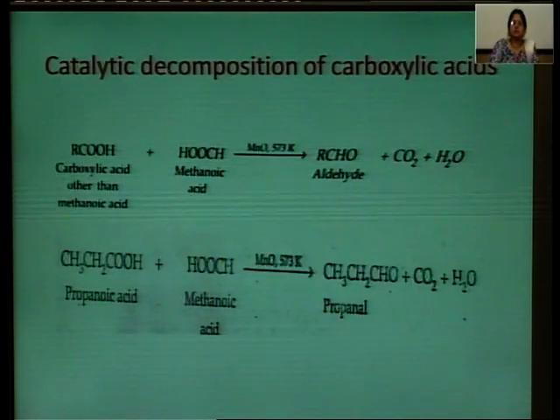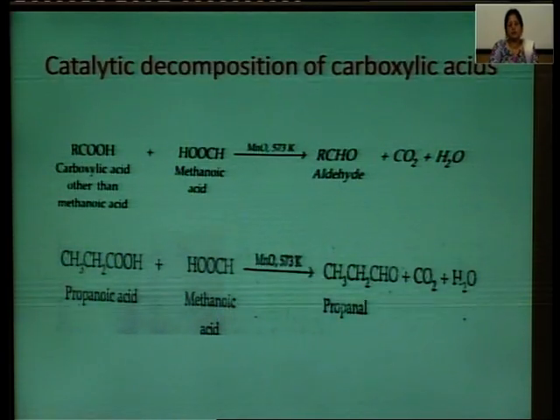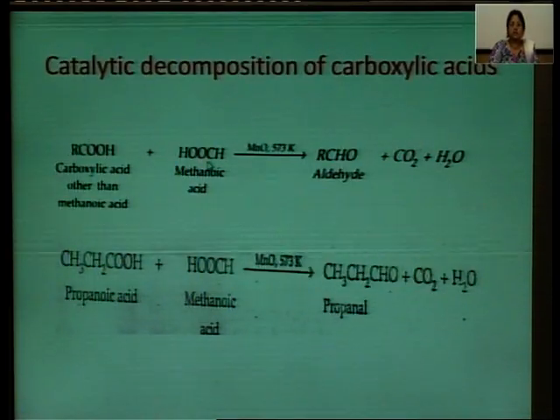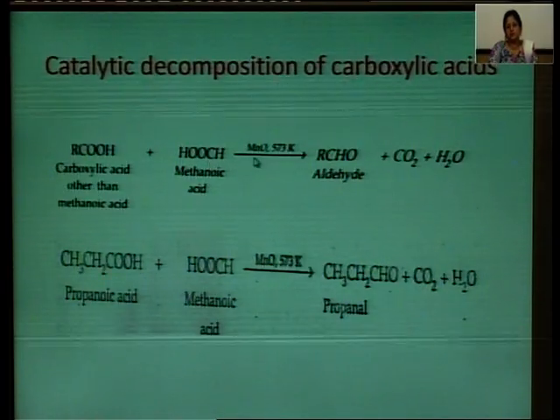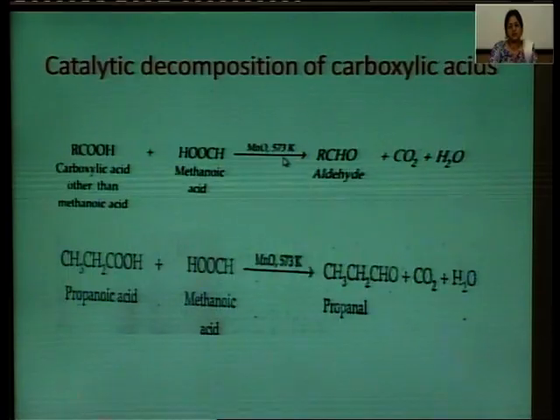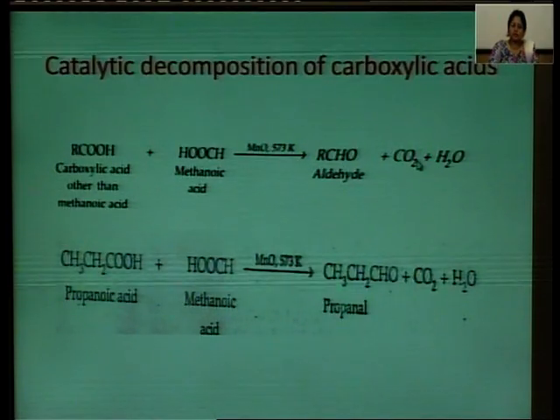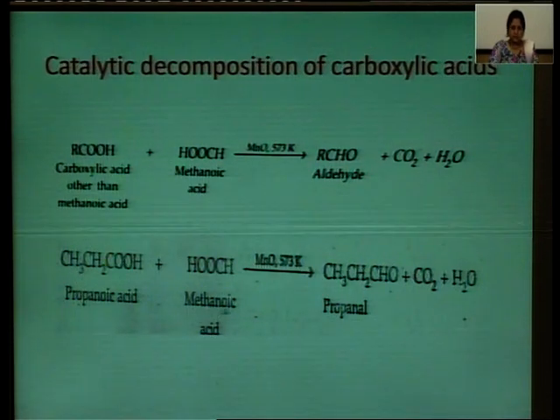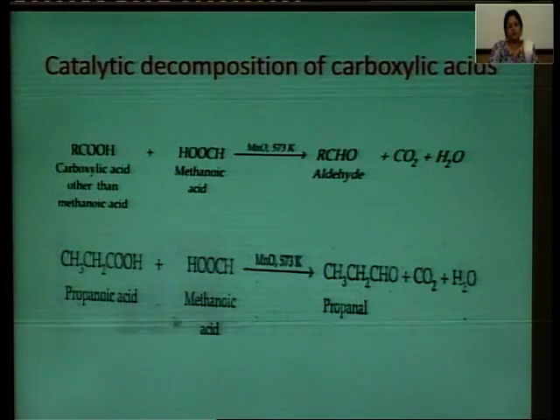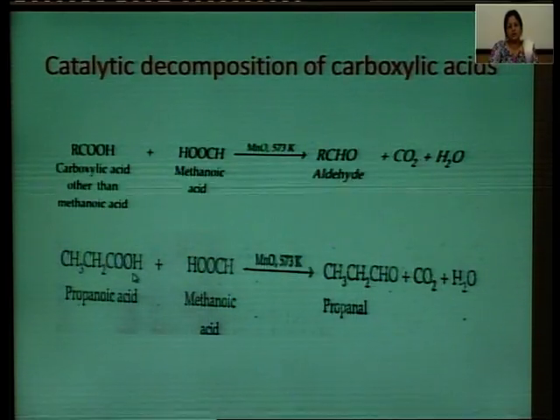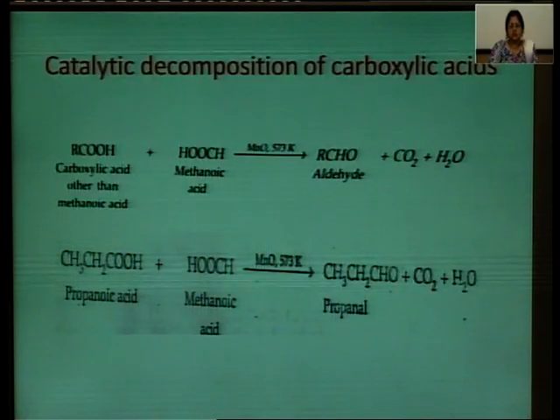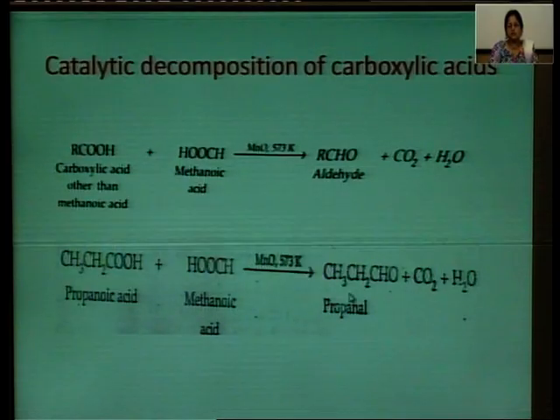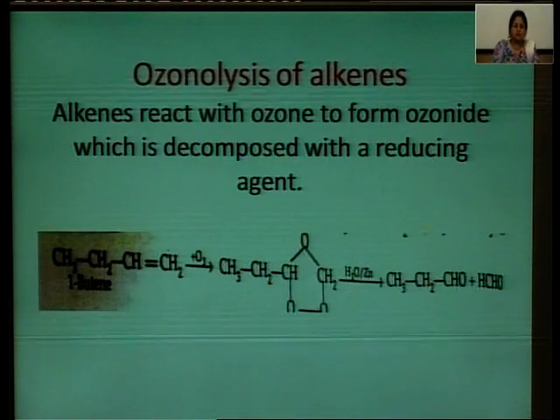That is, the carboxylic acids are decomposed in the presence of the catalyst. Any carboxylic acid other than methanoic acid, when treated with methanoic acid in the presence of catalyst manganese dioxide at a temperature of 573 Kelvin, forms the aldehyde plus carbon dioxide plus water. For example, propanoic acid when treated with methanoic acid forms the aldehyde propanal. Here the acid part of the propanoic acid is catalytically reduced to the aldehyde part and forms the aldehyde, that is propanal.